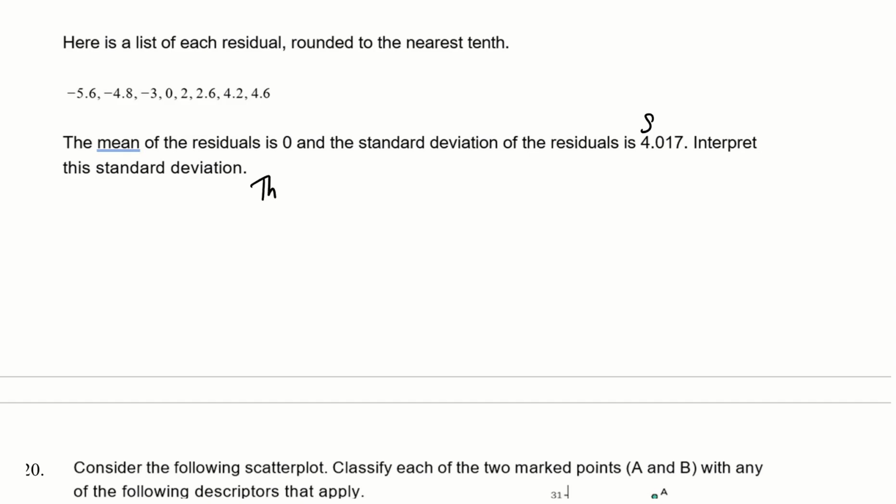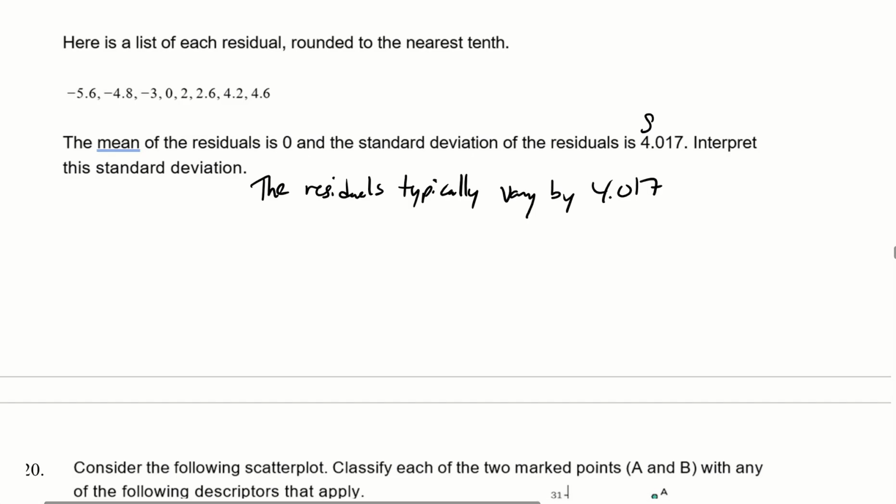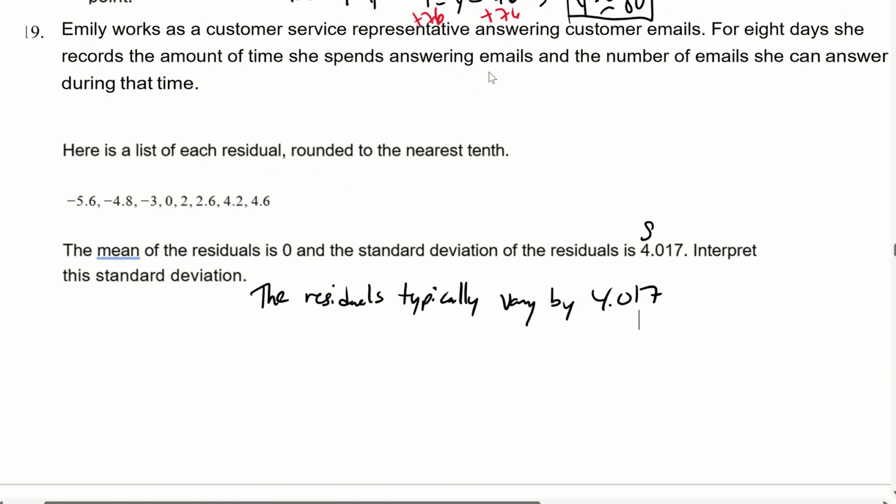So if we want to interpret that, we say the residuals typically vary by 4.07. 4.07 what? 4.07 emails. Okay, so let's talk about emails here.